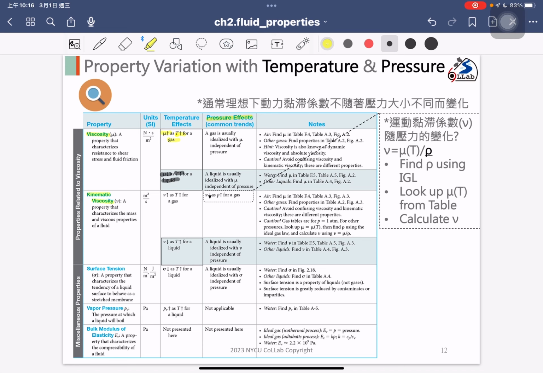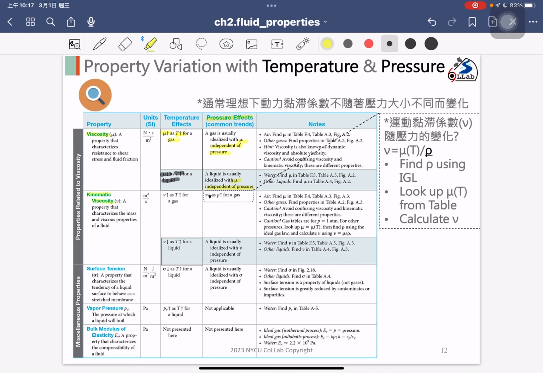Either the gas or the liquid are idealized with the viscosity independent of the pressure. Okay, so the two materials, the gas and the liquid, are independent of the pressure for the dynamic viscosity. Okay, so that means even though the pressure increases or decreases, there is no response, and it cannot affect the viscosity of the two materials.